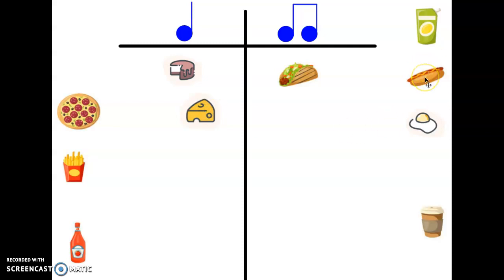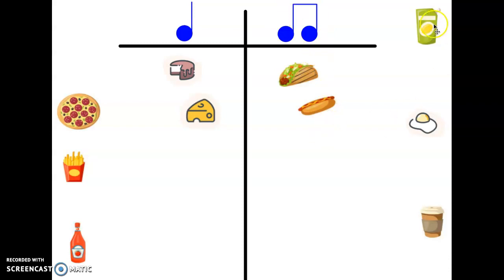How about this one? Hot dog. Hot dog makes two sounds, and one way I can figure that out is if I pay attention to my jaw. My jaw was dropping two times. Hot dog. And if it's dropping two times, it probably has two syllables in it, and it is going to fit in the column of the eighth notes.